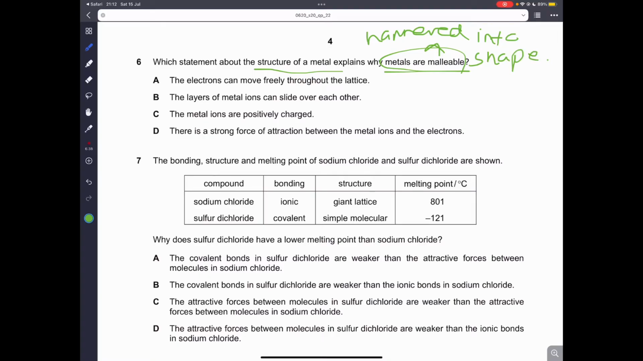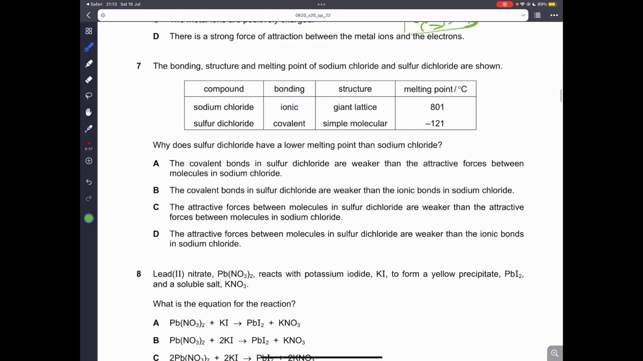So, why is the metal malleable? Well, this is because if you look at the structure of metal, there are positive metal ions in a sea of negative electrons. So you can see that the metal ions can slide over each other, therefore they can be hammered into any shape you want.